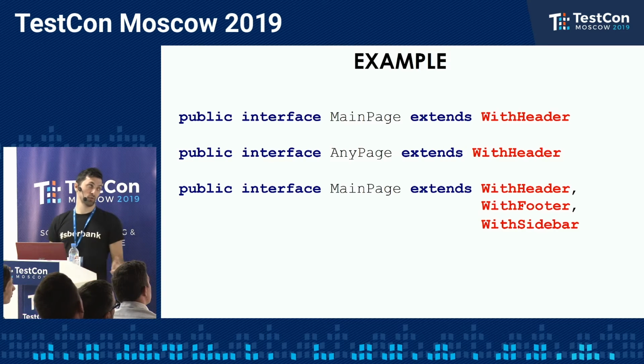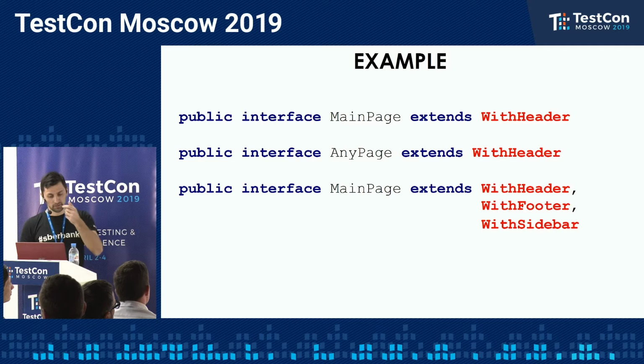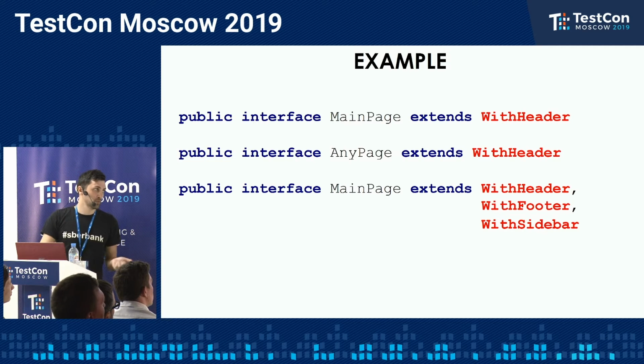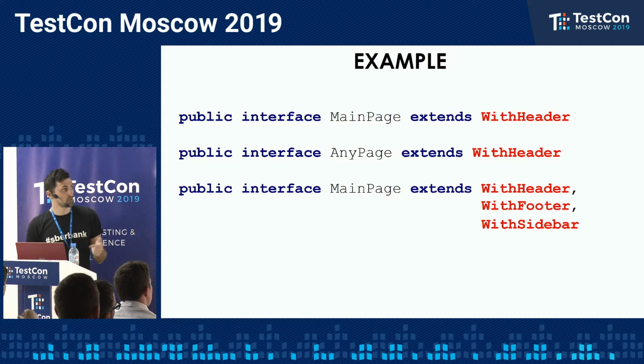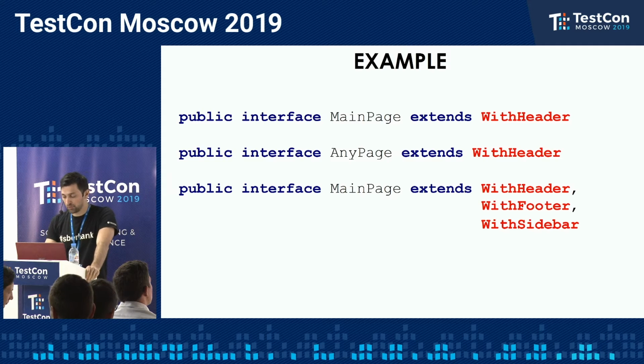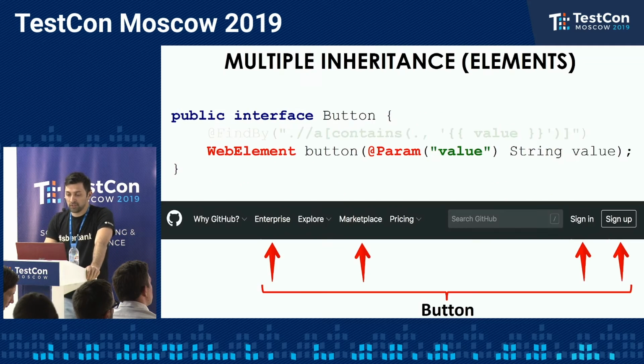If main page uses header, then I add it here. If any page, main page, and so on. Same for other layers. I can describe those layers and add them to where I need, and not add them to where I don't need them. By doing so, we can use multiple inheritance that is typical for Java.